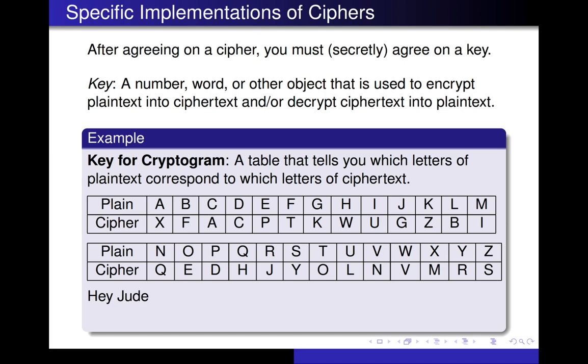So for instance, if I wanted to encrypt the message, "Hey Jude," what I would do is, for instance, for the first word, I would look for the letter H on the plain text, since "Hey Jude" is a plain text, and then I'd look right below it to see what the ciphertext is.